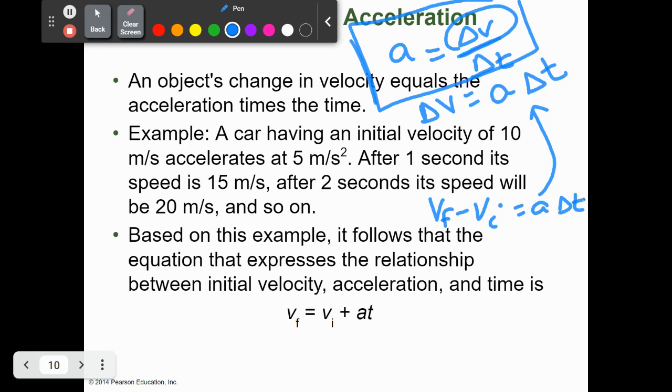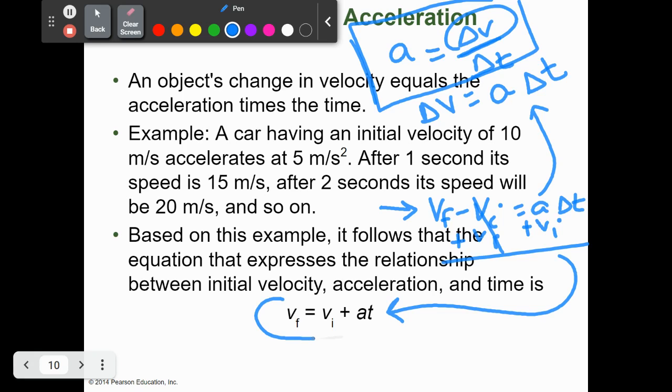And if I wanted to find the final velocity, what would I need to do? How would I get VF by itself? If I wanted to take this right here and find VF, how would I do that algebraically? I would add VI to both sides, which is how they get that equation. Okay, so this might be another equation you want to jot down. All of the equations that we have in this chapter are going to be derived from or come from this initial equation up here.